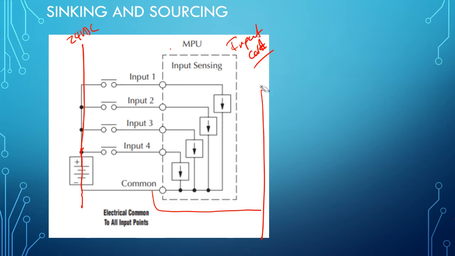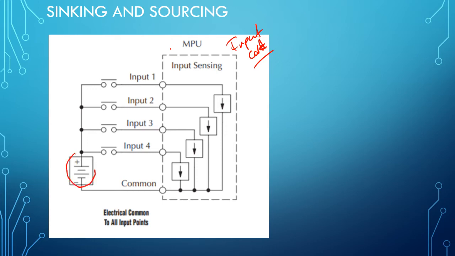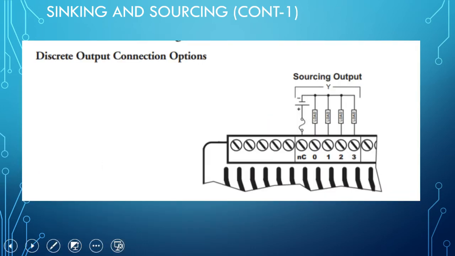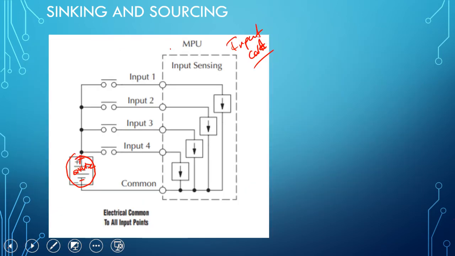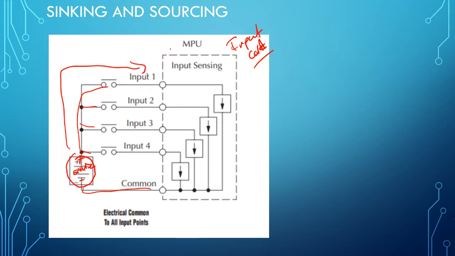Basically, what you're doing is this. You're putting a battery, a 24 volt DC battery, with a positive and the negative. The negative goes to the common and the positive goes to the devices. So notice that it goes from the positive and sinks down to the PLC. So it's not coming out, right?